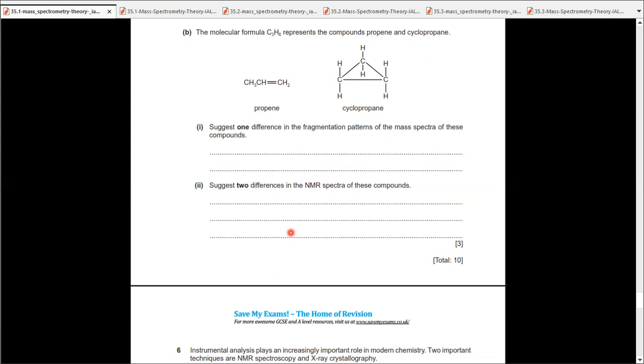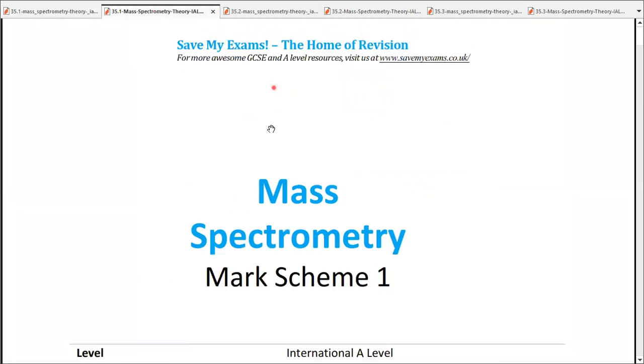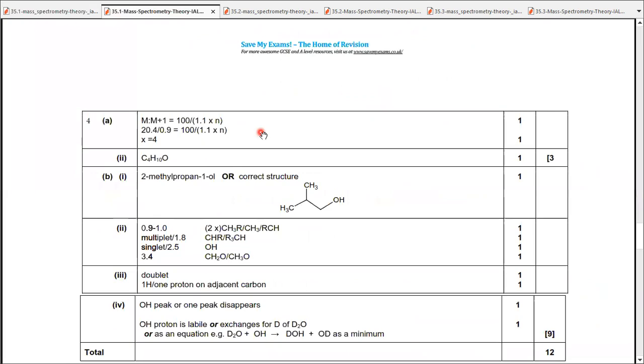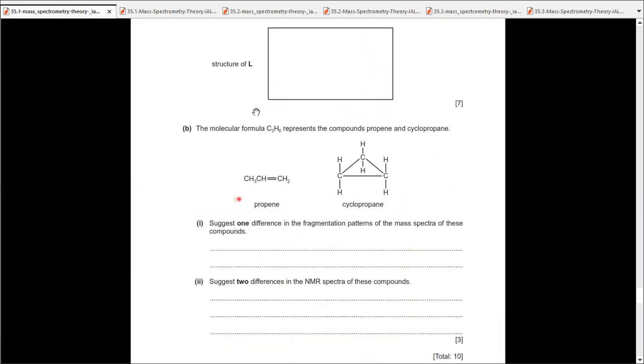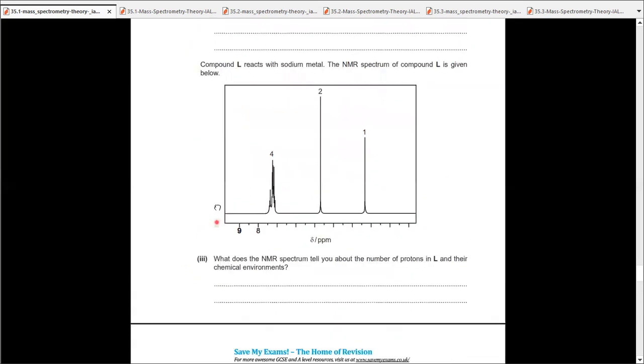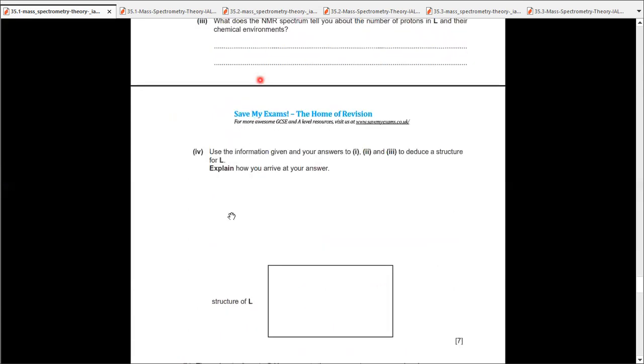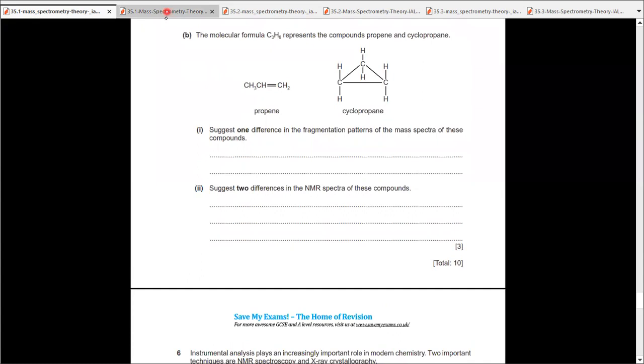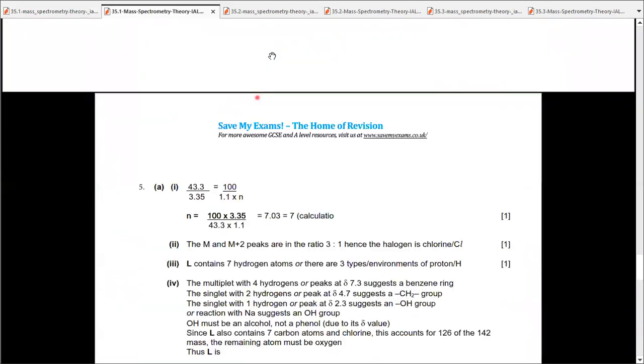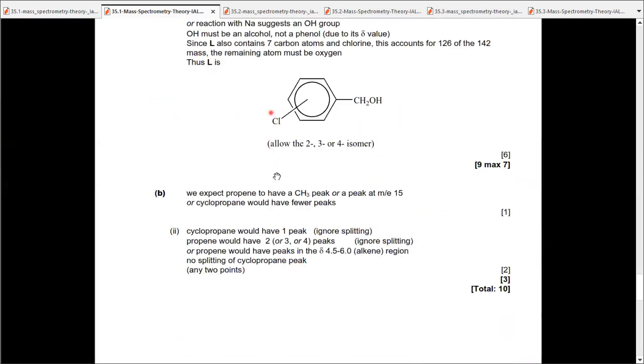Now, this is a little bit difficult. Since it's not directly a part of your book, I'm going to go ahead and check which question number this was. Let's take a look. This is question number 5, and we're talking about part B. We expect propene to have a CH3 peak, or a peak at m/e 15. It means the same thing. Or cyclopropane would have fewer peaks. So these are the two possible answers, and you can pick either one of them. Make sense?